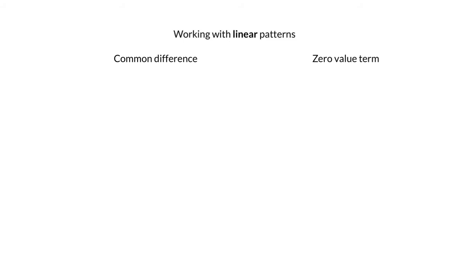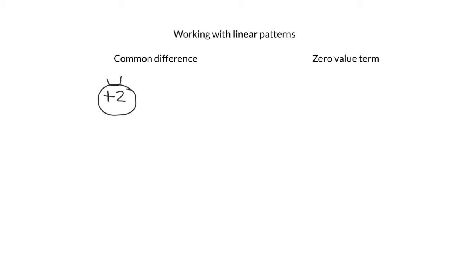The common difference, as we just reviewed, is the difference from one number to the next in a pattern. So the one we just demonstrated went up 2 each time, so plus 2 is the common difference. The zero value term is the number that would come before the first term.